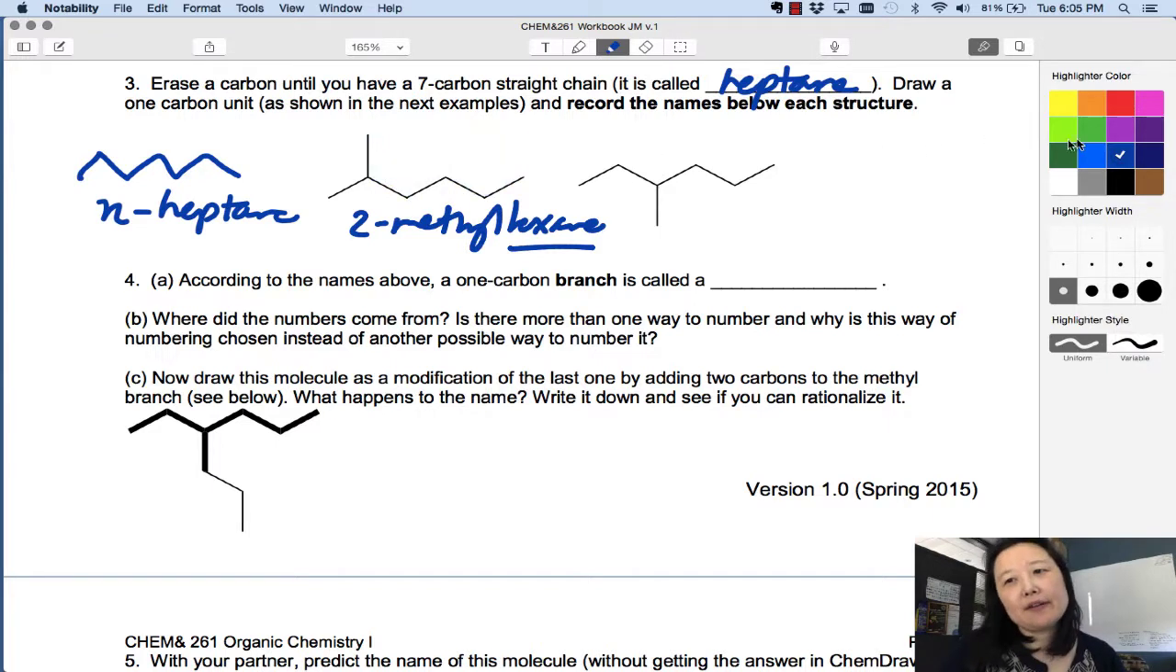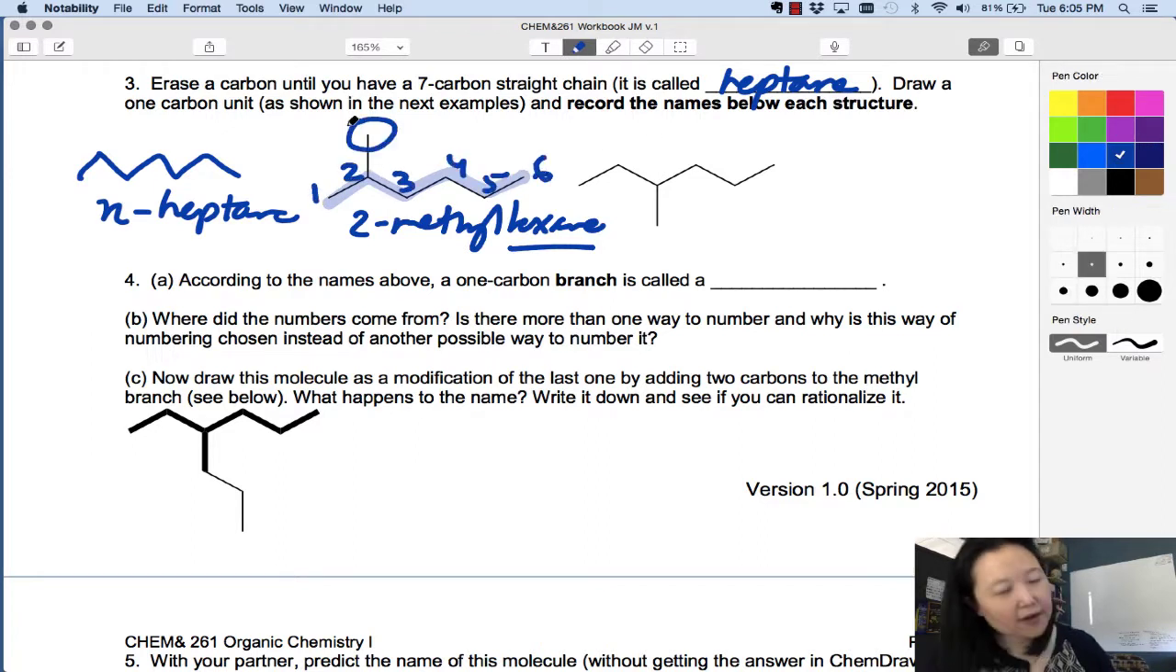So once I figure that out, then I want to know where's the branch on that. So if you notice, there's a branch either here or here, depending on how you highlighted it. So let's say this is my longest chain, then my branch is up here. Well, that's at position 2 if I number it from 1, 2, 3, 4, 5, 6. And then we have our branch at carbon 2.